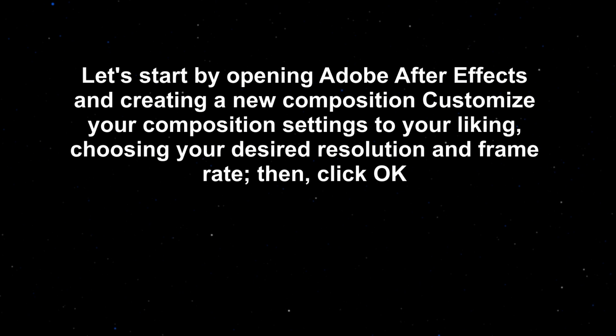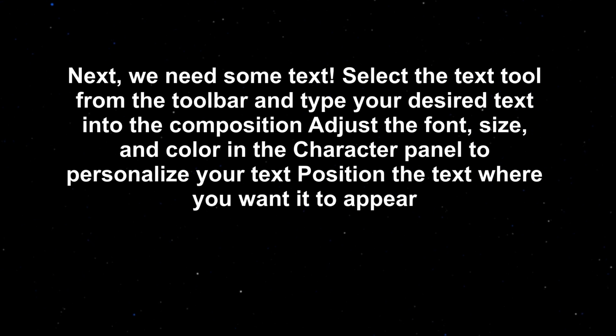Today, we're going to transform plain text into captivating animations that really pop. Let's start by opening Adobe After Effects and creating a new composition. Customize your composition settings to your liking, choosing your desired resolution and frame rate. Then, click OK.